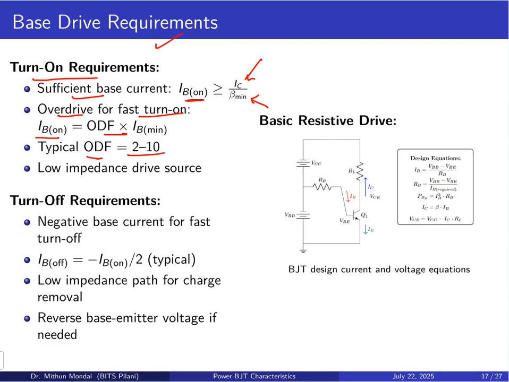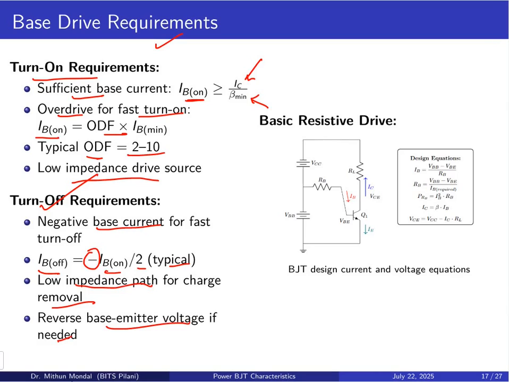So you will have a low impedance drive source, but for the turn off requirement, you will have a negative base current for fast turn off. The beta off current will be equal to negative beta on by 2, which is the typical value. A low impedance path will be there for charge removal, and a reverse base emitter voltage is required in certain cases.